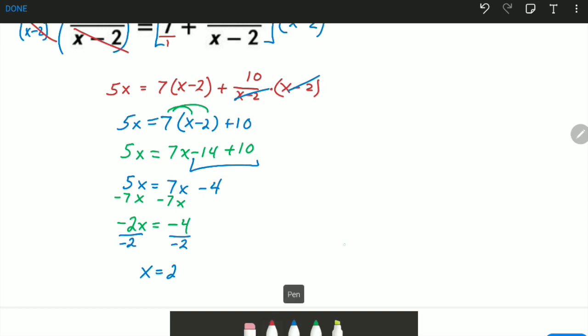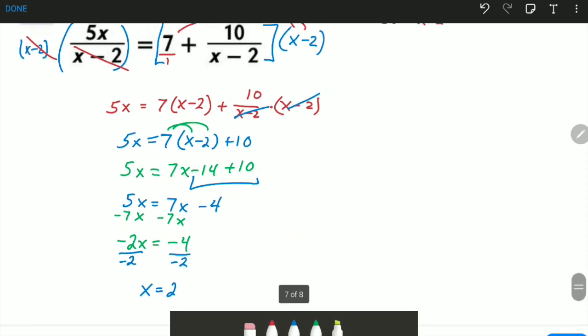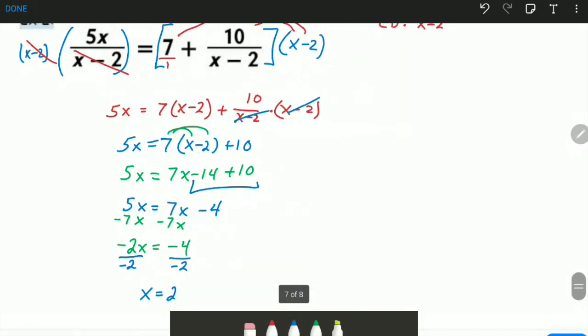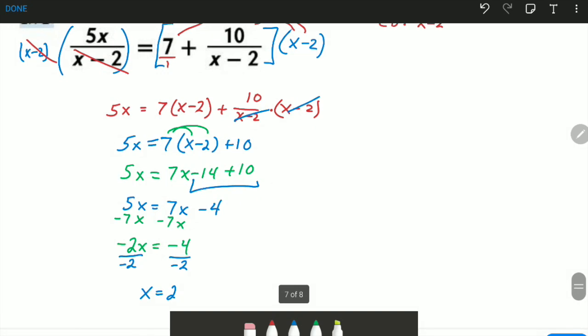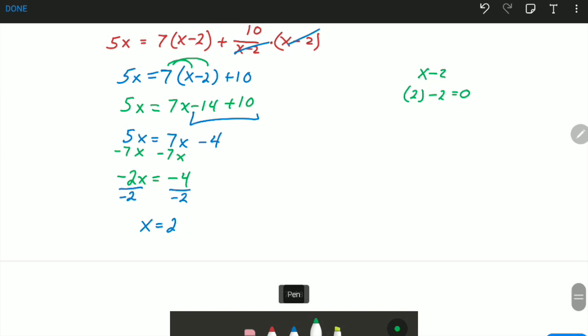Remember, the final step for these equations is to double check to make sure this is not extraneous. So if we check this possible solution in our denominators, which our only denominator really is x minus 2, if we plug it in, 2 minus 2 is indeed 0, which means x equals 2 is not a solution. It's an extraneous solution, which doesn't actually solve the equation. So it's not actually a solution.